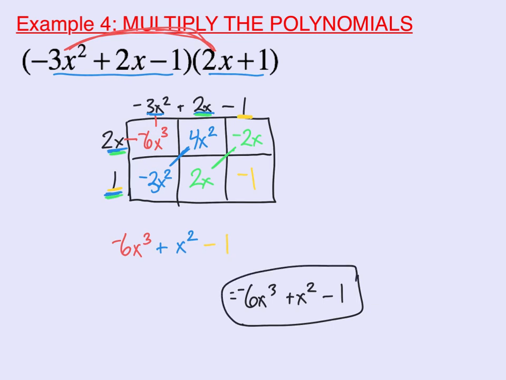There is the product. So if you like the box method here, the multiplication table method, great. If you prefer the FOIL method, then use that. But either way, you can multiply your polynomials.